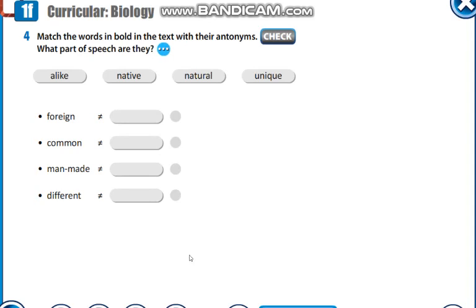Then the next exercise: match the words in bold in the text with their antonyms. You should find antonyms for these words. Which part of speech are they? Look. Now they are adjectives. Okay. And that's all for today. Please read the text, do the exercises, and discuss it in the chat in the online meetup.